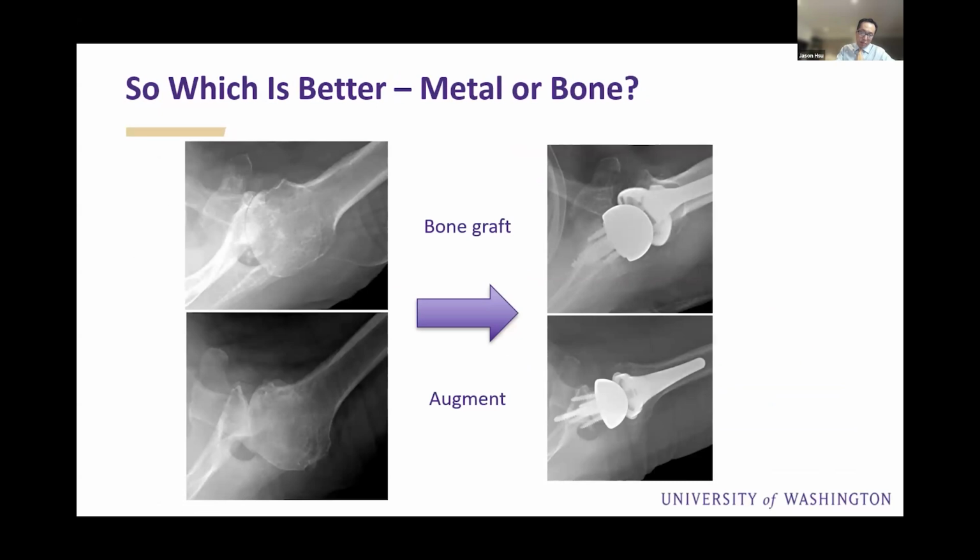So I've just talked a bunch about using a standard base plate and some bone grafting, but we have augments. So which is better? Do we use bone or do we use augments? I would say that the vast majority of surgeons these days are using augments, and that's for a number of different reasons.